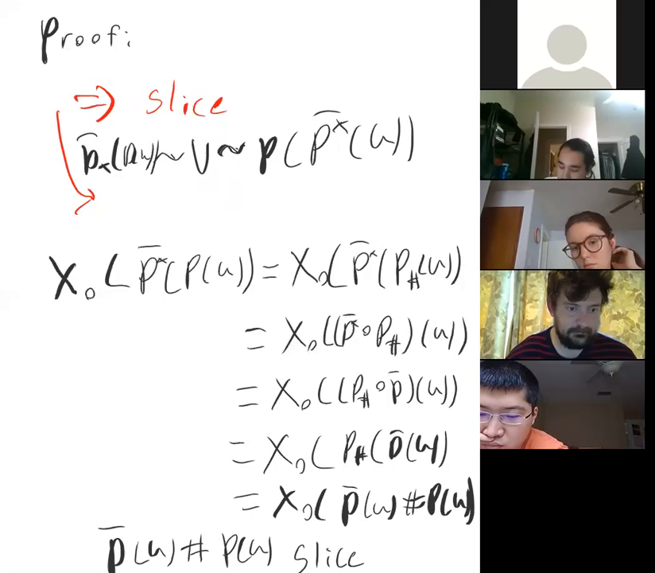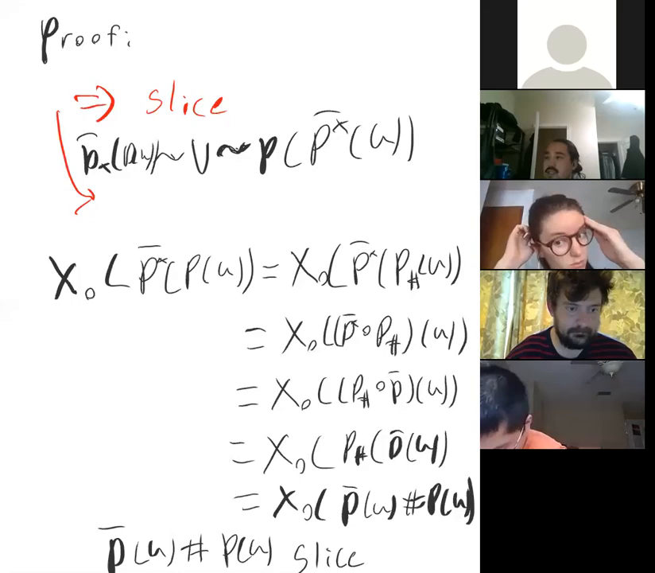Yeah. What does the bar mean again? What was it? Reverse orientation, I think. Take the pattern. Hold on. Let me pull up the paper real quick. I think what you do is you take the pattern.